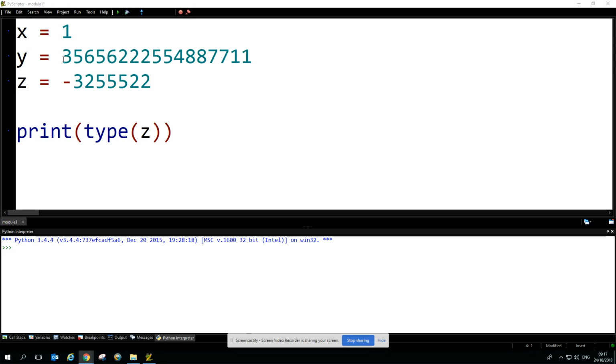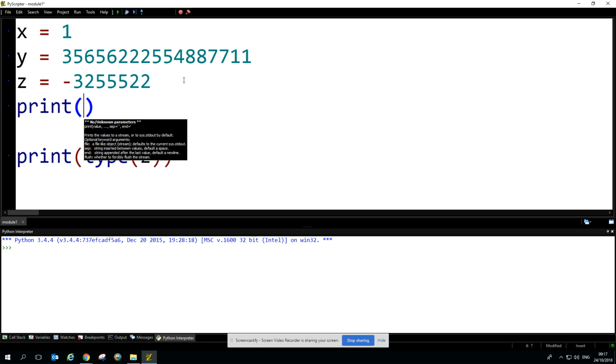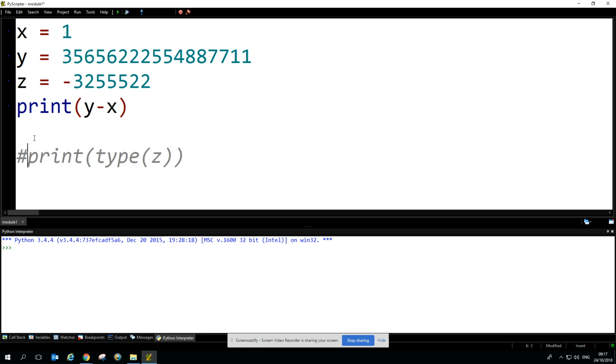So integers are really, really useful when you ever want to do any maths. So if I do something like print y minus x, so I'm taking one away from that number. Just comment this out for a second and I'll explain that line. When I run it, you can see it just took one away from y and outputted it.